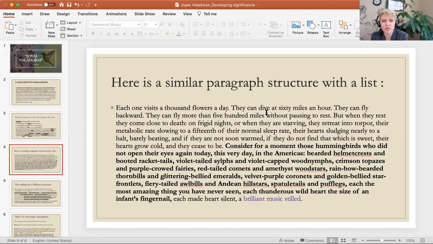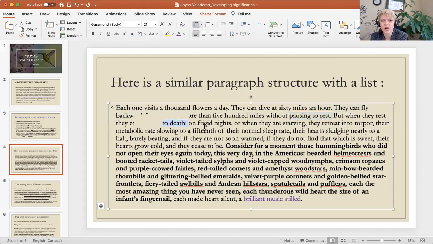And then you get the longer sentence again. But when they rest, which obviously responds to the ending of the previous sentence. So they can fly so long without pausing to rest, but when they rest, they come close to death.